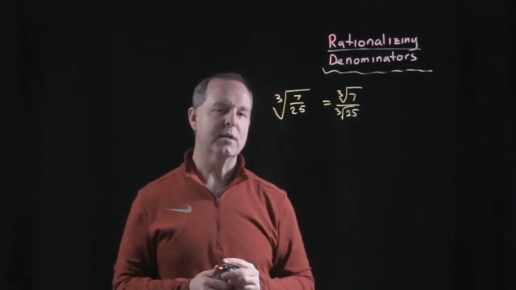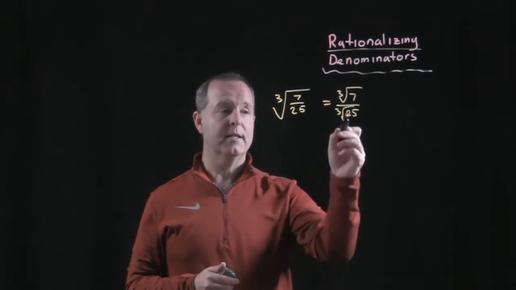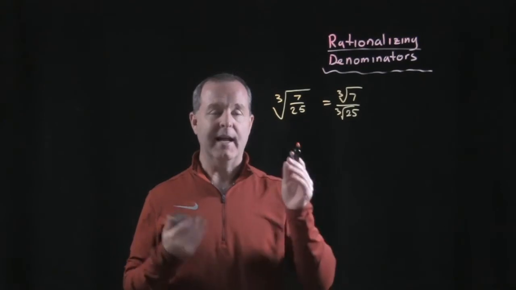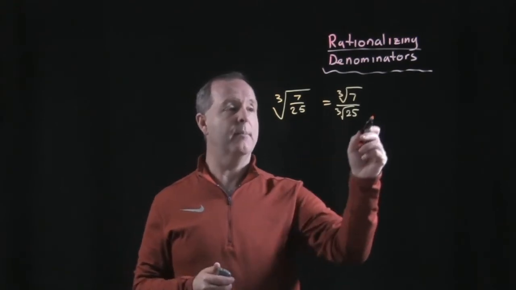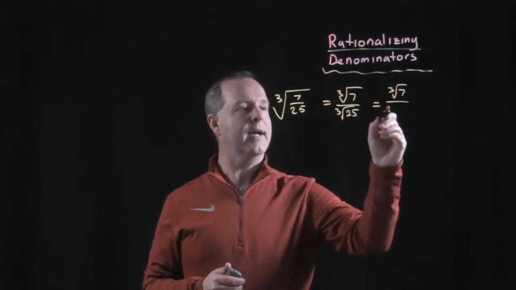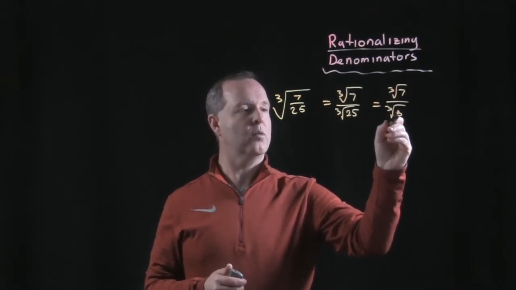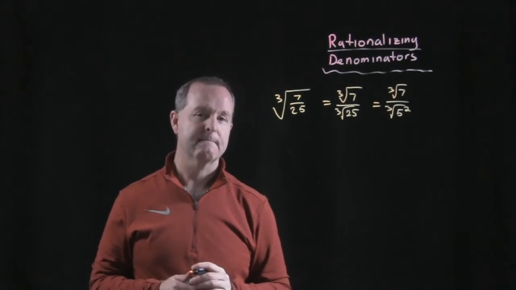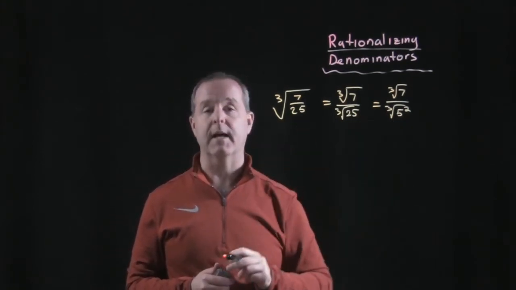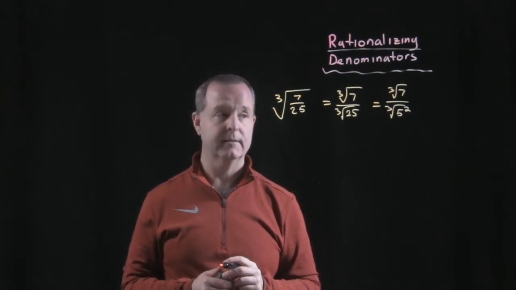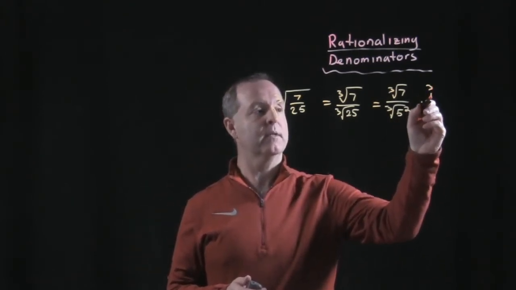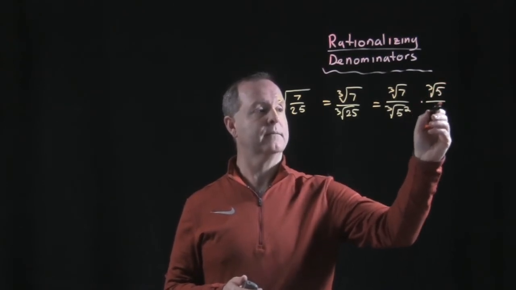Need to find out what's my clever version of 1 to make the denominator a perfect cube. I recognize my denominator is a 5 squared. I really need it to be a 5 cubed in order for it to have a perfect cube in it, correct? So now my clever version of 1 is the cube root of 5 over the cube root of 5.